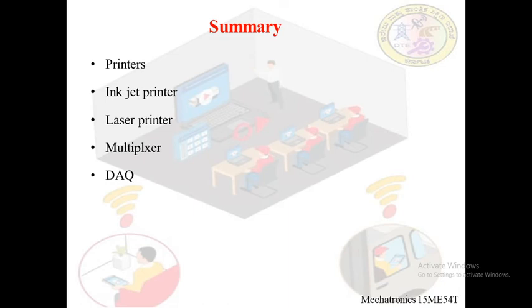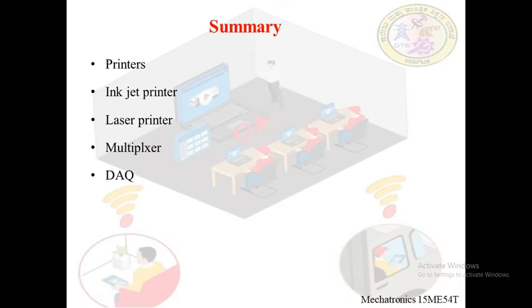So in today's class, we have completed data acquisition systems. We have seen in brief a recap of the inkjet and laser printers, which we studied in our last session. We saw multiplexers and the function of a multiplexer, and we understood the working principle of a multiplexer using an AND gate circuit. Finally, we understood what exactly a data acquisition system is.